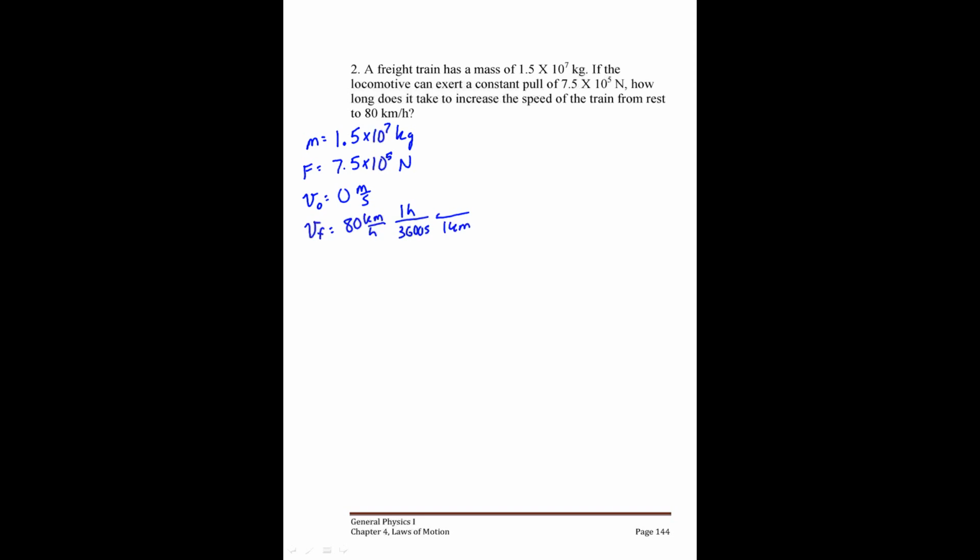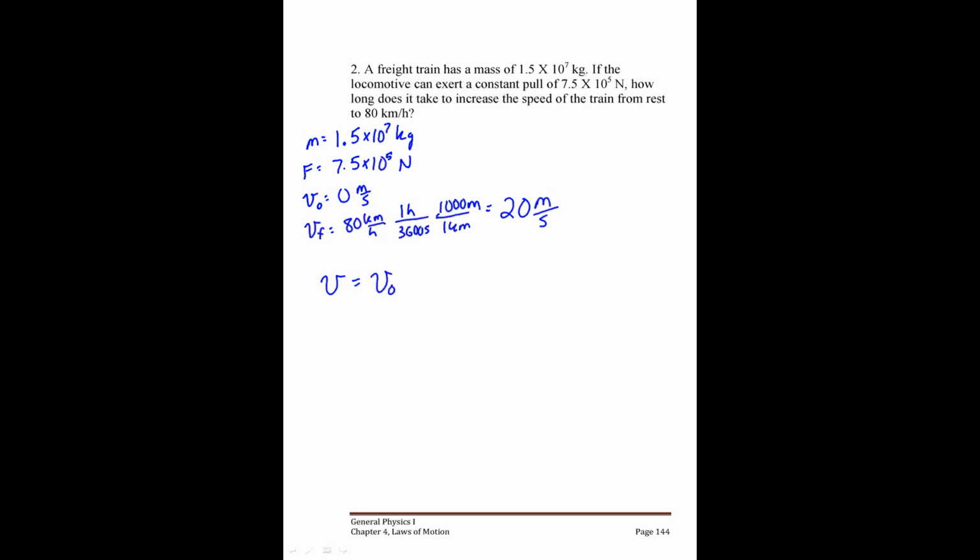In 1 kilometer, there are 1,000 meters, and 3,600 seconds in an hour. That gives me 22 meters per second, but keeping proper sig figs is 20 meters per second. Alright, so now I want to know how long it takes to increase the speed from rest to that final velocity.